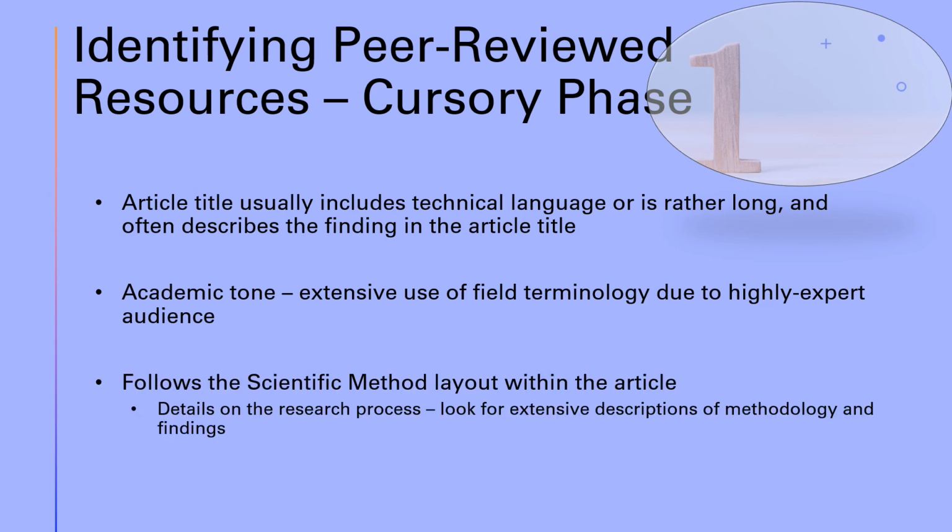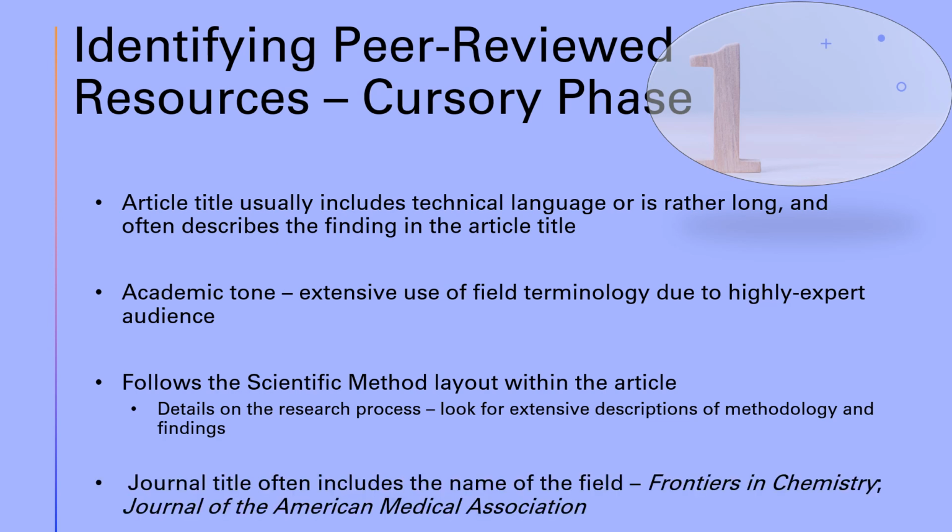Also look to see if the journal article is following the scientific method layout. As we discussed in another tutorial, the academic journal was formed to support the scientific method. So when you're looking at an item, look to see if there's extensive descriptions of the methodology and the findings, and that may give you a sense that this could be peer-reviewed. And finally, many of the journal titles will include the name of the field. In this case, we're looking at two examples, Frontiers in Chemistry or the Journal of American Medical Association.